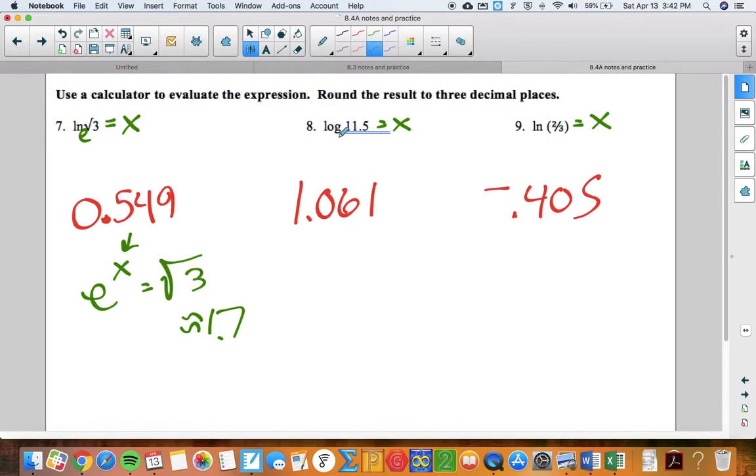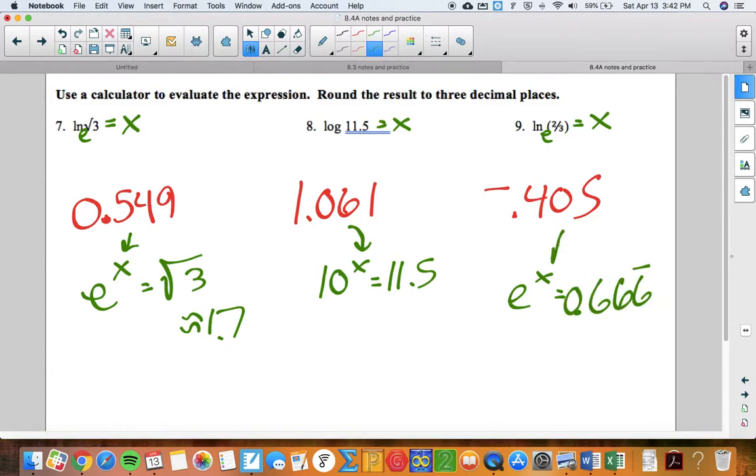Our base is 10 here. If you don't see a number next to the log, a subscript, that's 10. So the base is 10, the power is x. 10 to the what equals 11.5. That's the what. 10 to that tiny number, 1.061. And then here, again, our base is e, so e to the what equals 2/3 or 0.666 repeating, if you raise e to that negative number, that will do it. Remember, when you raise a number to a negative number, it does the reciprocal of it. So it makes it a small value, typically, depending on the situation.